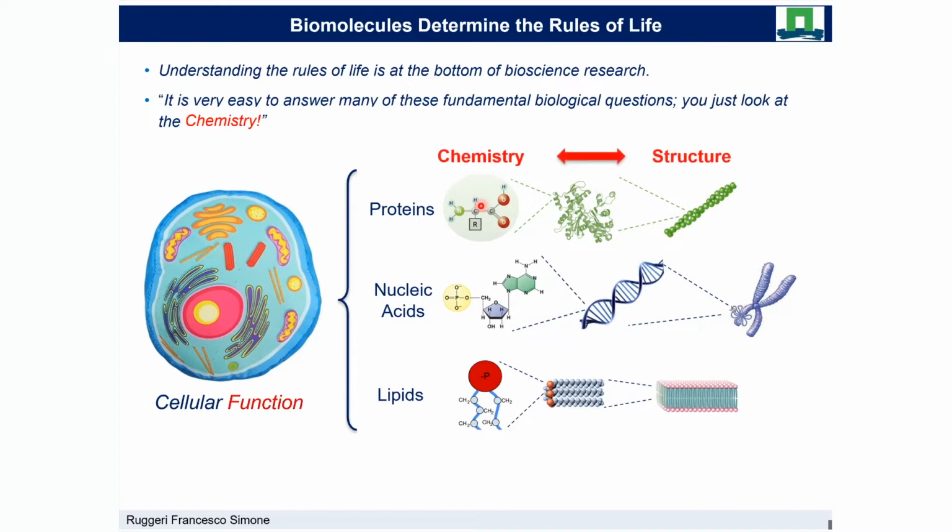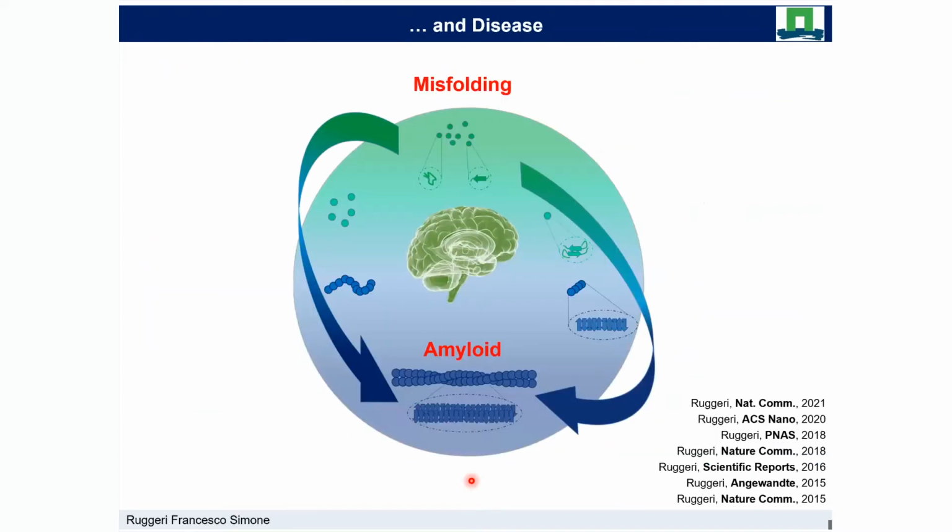And so we need to understand the intrinsic correlation between the chemical and structural properties of biomolecules to understand how they deliver their function in living organisms. The problem often is that this happens at the nanoscale, and so it's very difficult to visualize these processes. And this is not only important for health, but in the same way, it is important for disease.